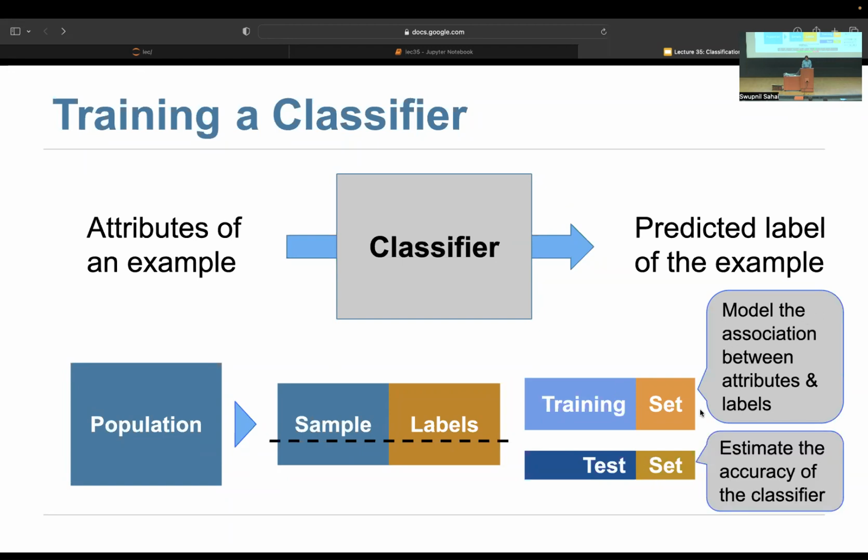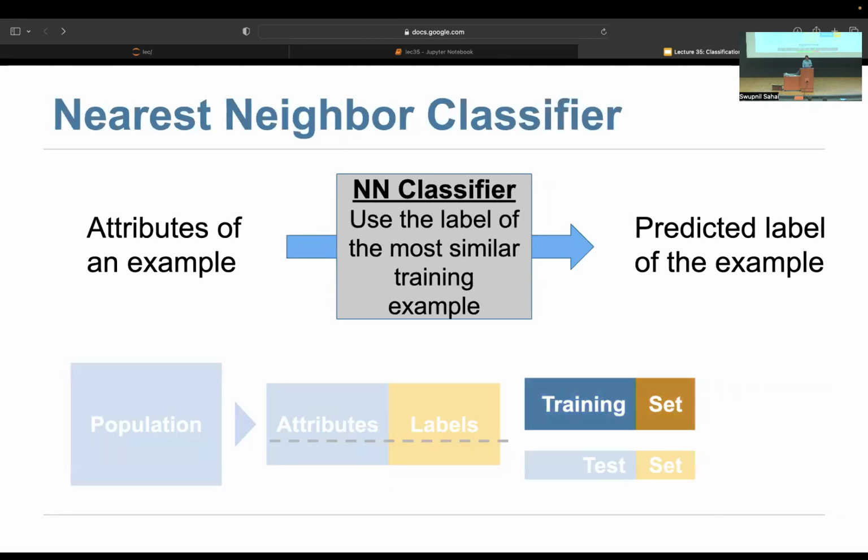Cool. So this is just recapping what we just said. Basically, the training set is what's used to build the model, and the test set is used to estimate the accuracy of the classifier. So this is generally how we're going to be building classifiers when we're trying to make a prediction about a category. And then we're going to use a very specific classifier, which is the nearest neighbor classifier. This is just one version of it.